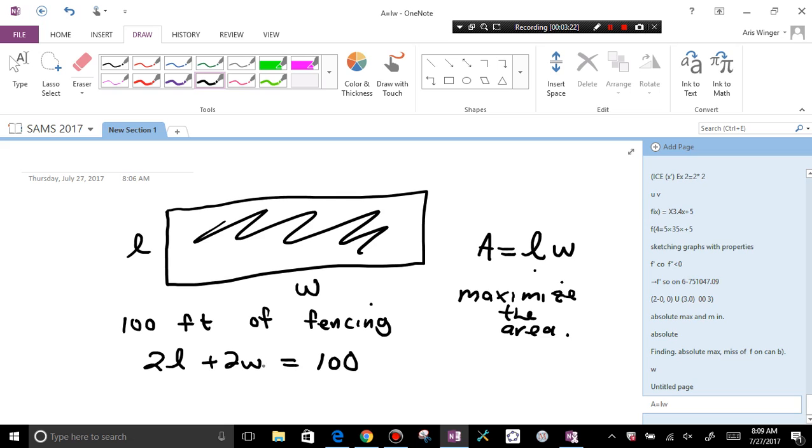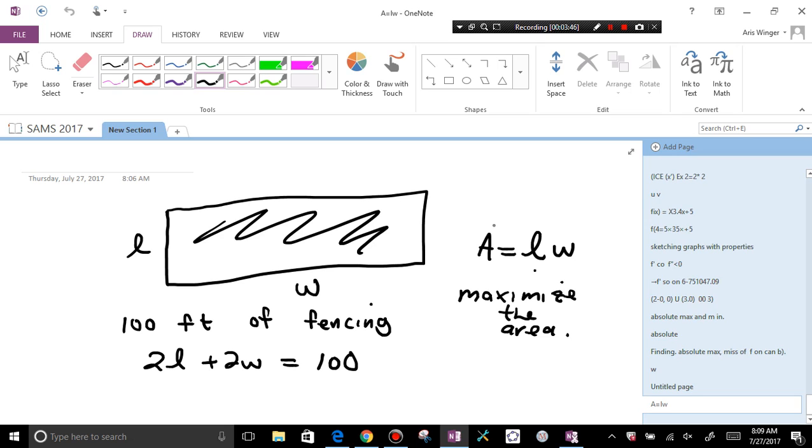So you can make W really close to 50, L really close to 0, and the area gets really small. So I bring this up only to say that it makes no sense to talk about the minimum, right? Whatever you get at the end, if you have to determine whether it's a max or a min, it's clearly referencing a maximum. All right.